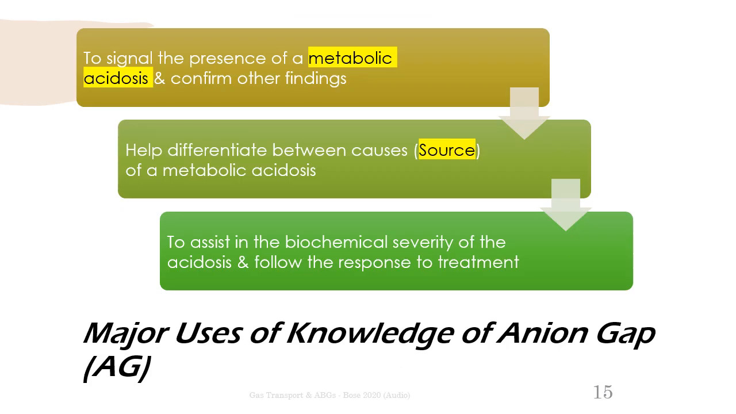Now, the major uses of the knowledge of anion gap is to signal the presence of a metabolic acidosis and confirm other findings. It also helps differentiate between causes or sources of a metabolic acidosis. Where in the body is the acid coming from? It also helps to assist in the biochemical severity of the acidosis and follow the response to treatment.